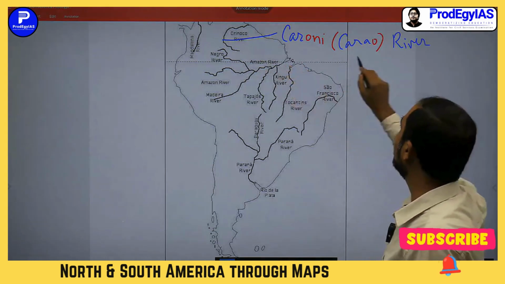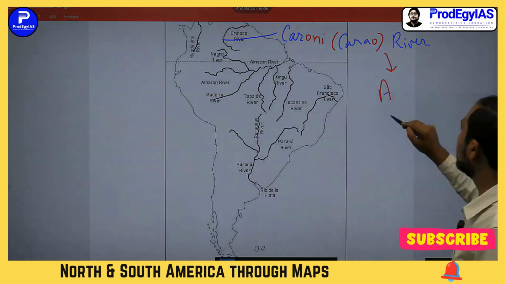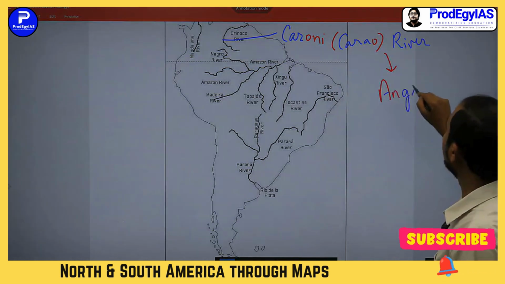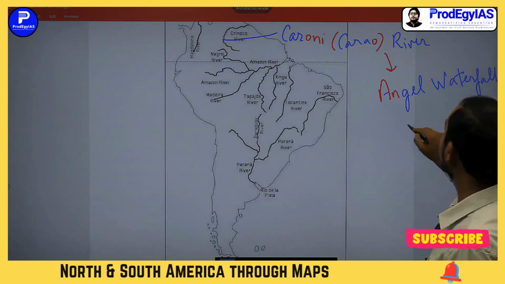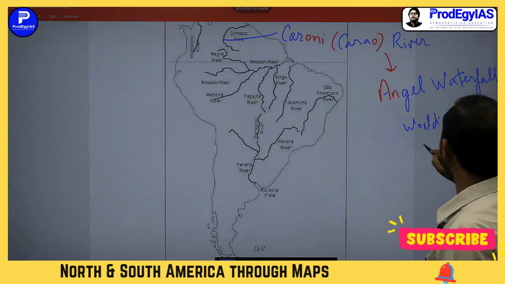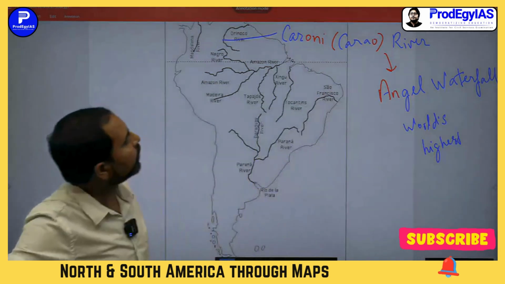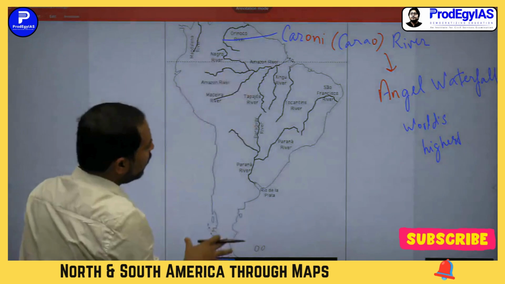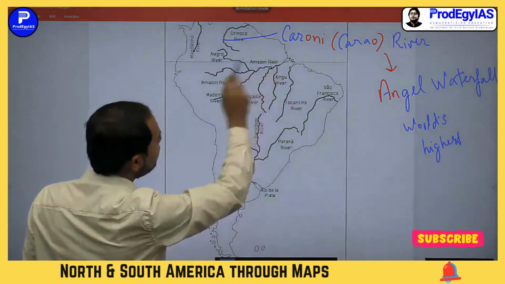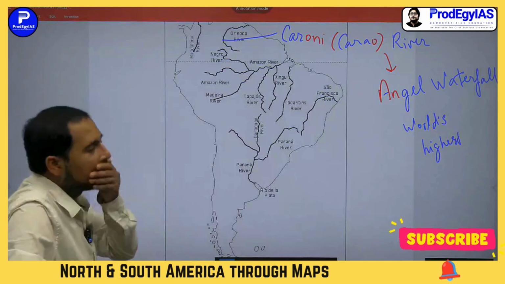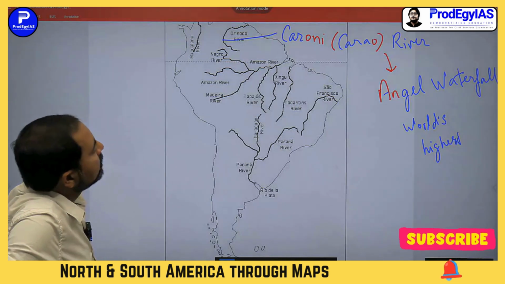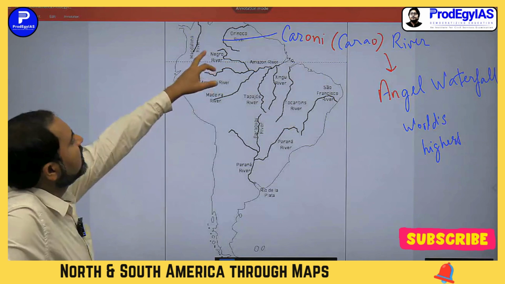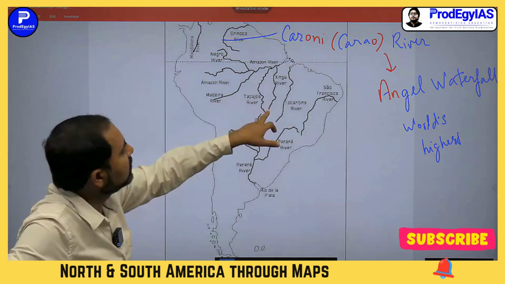A tributary of Orinoco. Here lies the world's highest waterfall, Angel. World's highest. Right? So all are important rivers. This is Amazon River. This is Negro River, this is Madeira River, Tapajos, Jingu.